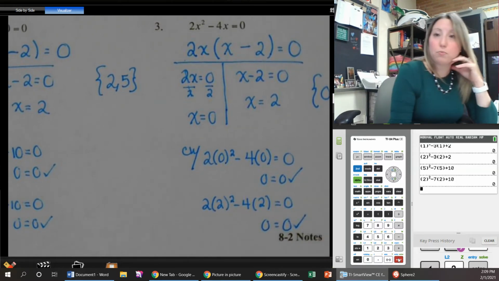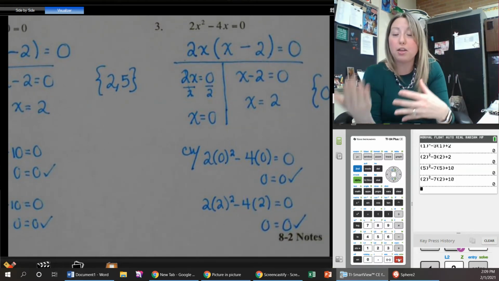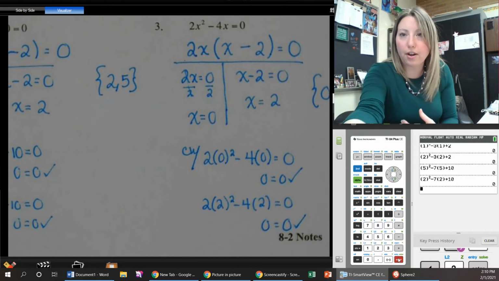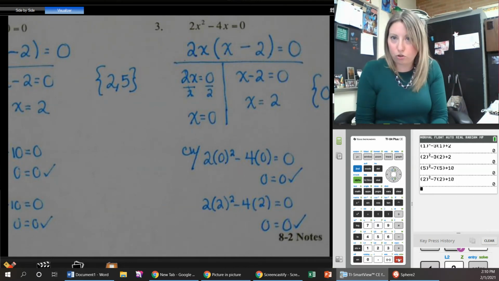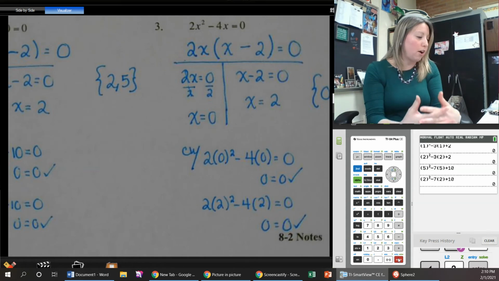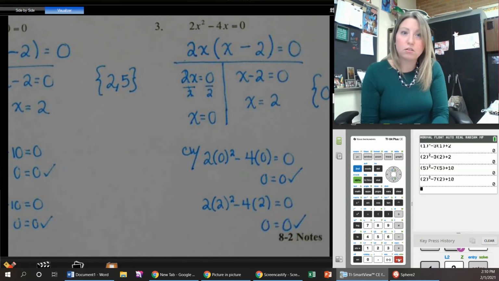Notice I didn't even use my graphing calculator there because the math was so quick. I mean, I could have done that in my head for the other ones too, but I wanted to show you how you can use your graphing calculator to do your checks.